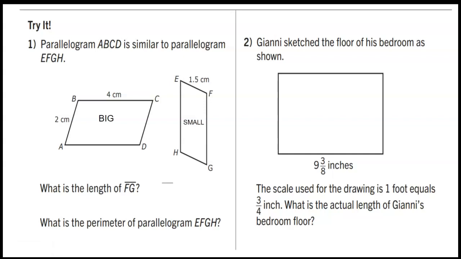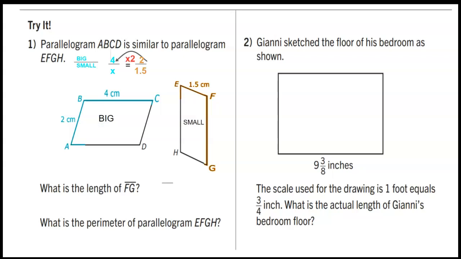The length of side FG can be determined by comparing the big versus the small. We see the corresponding sides are BA to EF, and also we see the corresponding is going to be BC to FG. When we compare our ratio, we're going to set up our proportion with big compared to small. We can say that 4 over x is equal to 2 over 1.5.